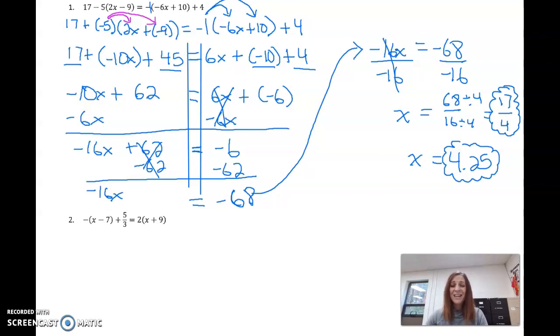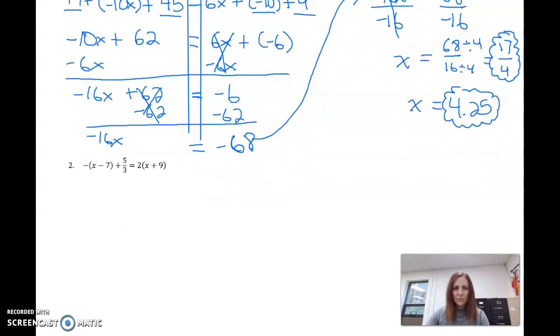It's a lot, guys, I get it. But write it down, follow the steps, and you're always going to end up at things hopefully you're comfortable doing. So let's try another example. Okay.